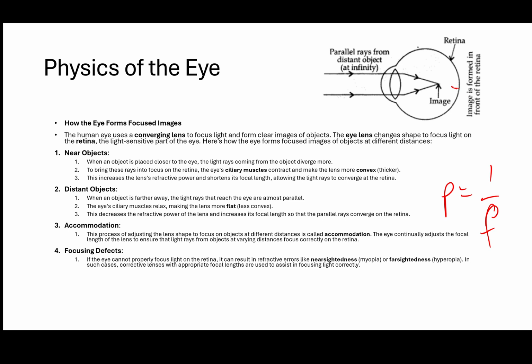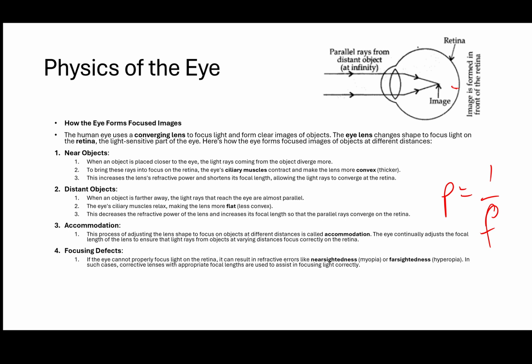So those are the two types of objects, and this is all the function of accommodation, the process of adjusting the lens shape to focus on objects at different distances. That is what we call accommodation. So the eye would continually adjust the focal length of the lens to ensure that light rays from objects at various distances focus on the retina specifically.